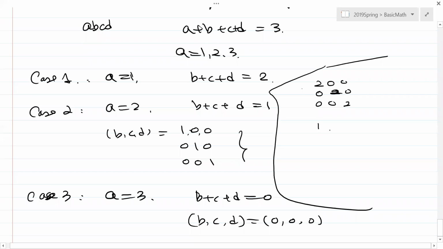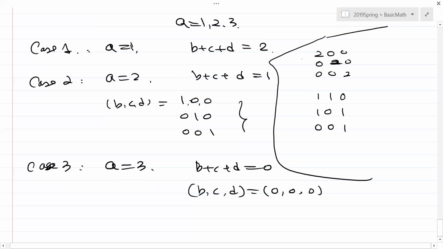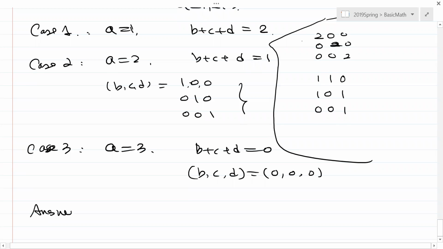If one of the digits is two, then all the other digits must be zero. Now, if one of the digits is one, then the third one must be zero. So the question is how many patterns you're going to have, right? You're also going to have three patterns, right? So this could be 1, 1, 0, 1, 0, 1, 0, 1, 1, okay? And that's it. Total, as you can see, 3, 3, 3 and plus 1 is 10. There are 10 such integers. Answer. So it's going to be 3 plus 3 plus 3 plus 1.